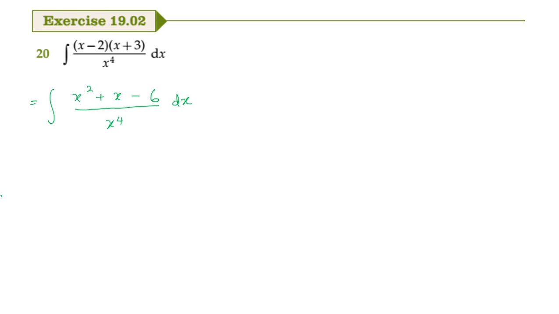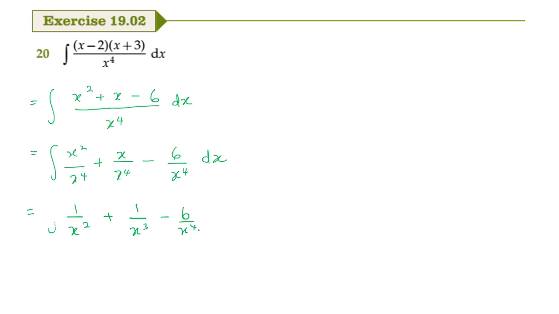Again, you have to split them into 3 parts. So, x squared over x power 4, do it slowly, x divided by x power 4, minus 6 over x power 4 dx. After that, you will have the integration of 1 over x power of 2 plus 1 over x power of 3 minus 6 over x power 4 dx. Now you have to bring up, we are not integrating yet, x power negative 2 plus x power negative 3 minus 6x power negative 4 dx.